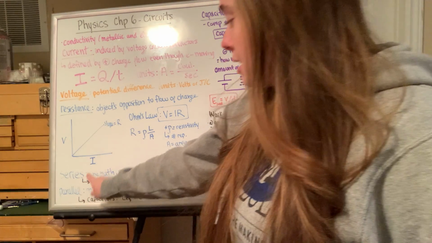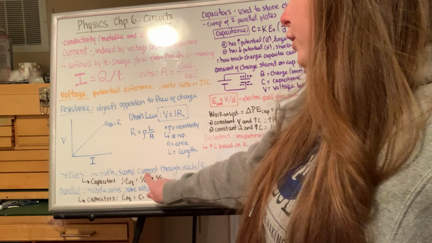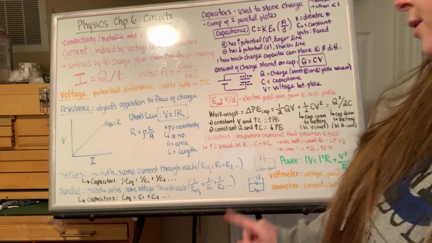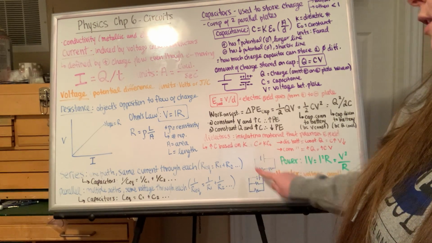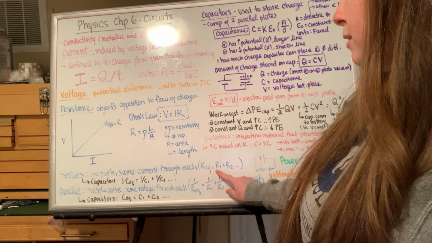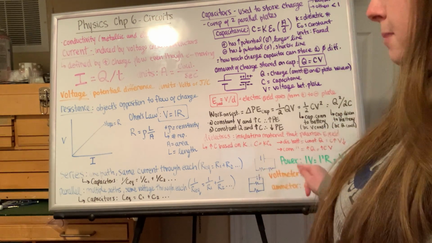In series, the current will be the same through each resistor, okay? So that's this picture right here. And so to find the total resistance, you're going to add them up. So the resistance of the first resistor plus the resistance of the second resistor and so on, depending on however many there are.